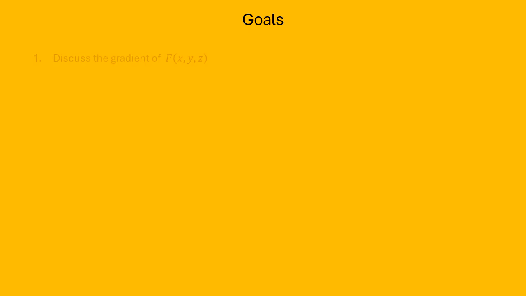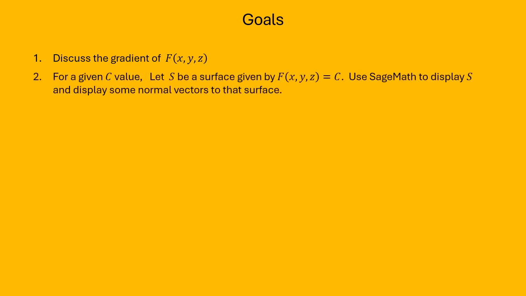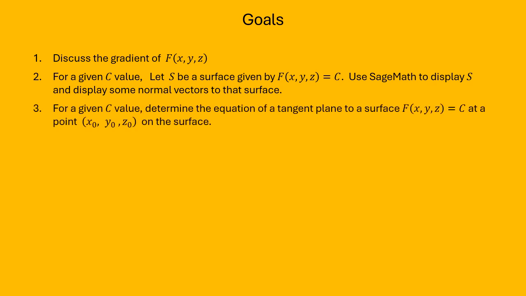The goals of this video are to discuss the gradient of a function capital F of x, y, z, 3 variables. For a given constant c value, scalar c, let S be the surface given by f of x, y, z equals that number c. Let's use Sage Math to display that surface and also to display normal vectors to that surface. Also, for a given c value, determine the equation of a tangent plane to a surface f of x, y, z equals c at a point on that surface.